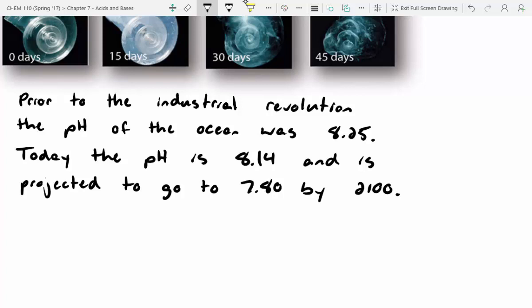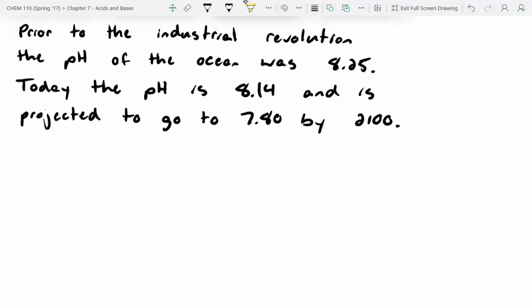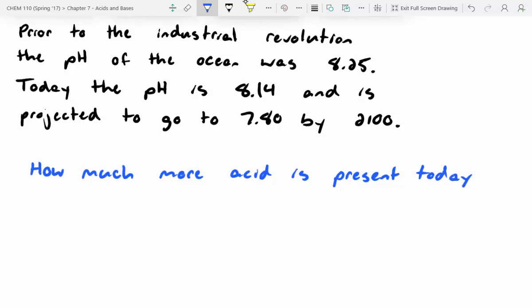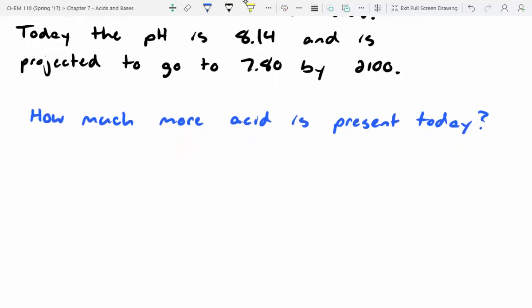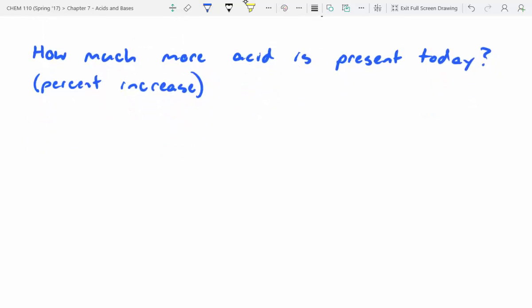So this is going to require some math, but what I want us to do is to calculate how much more acid there is in the ocean today compared to the pre-industrial levels, and then how much more acid will be in the ocean by 2100. So I'll write down kind of what I'm asking for. And I'm looking for a percent. And then I want you to do the same thing for 2100, but I'll show you guys a little bit of how I would solve this.